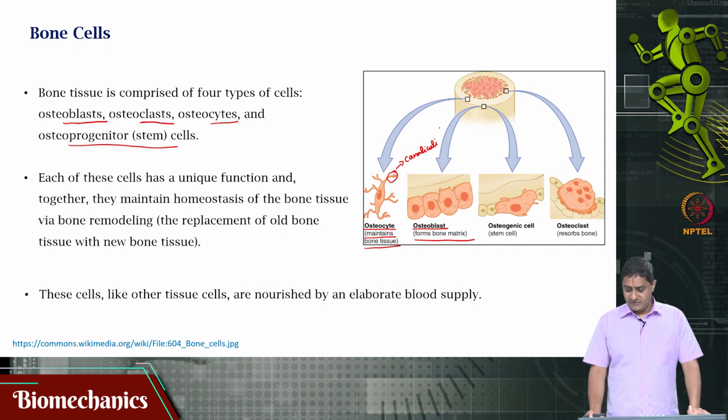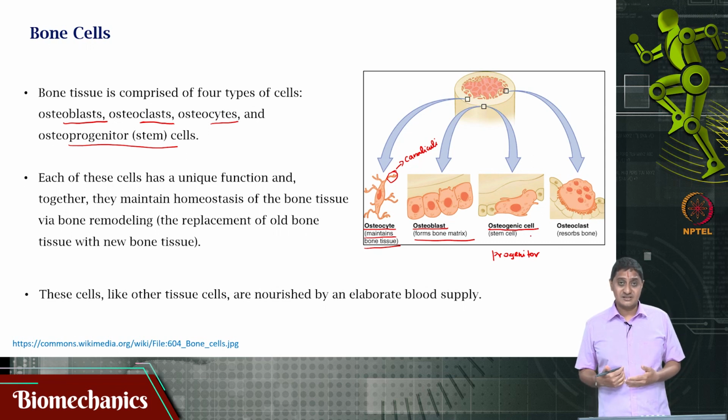Then you have a special type of cell called the osteogenic cell or osteoprogenitor cell. Progenitor means something that is going to generate new cells, like stem cells. These stem cells give rise to osteoblasts, which then go on to become osteocytes. So, they are the precursor to the osteoblasts and the osteocytes.